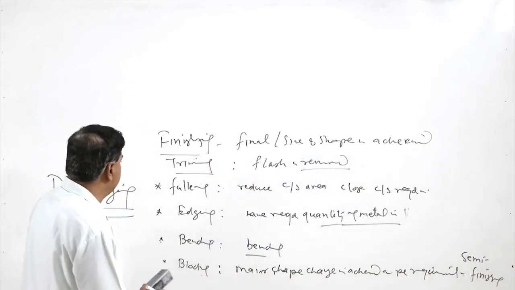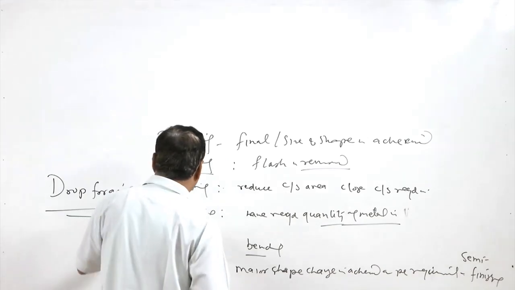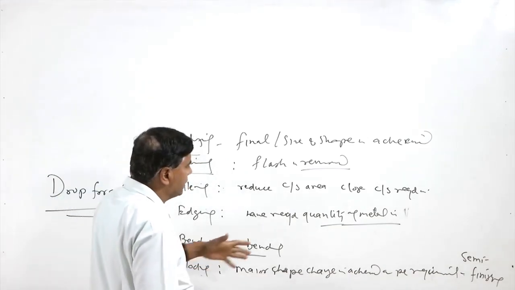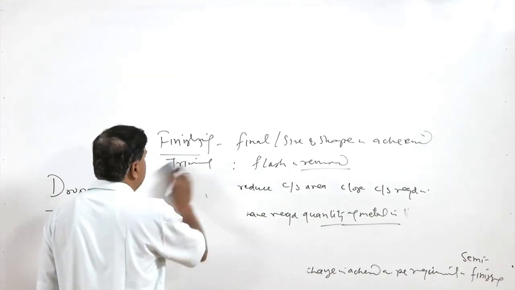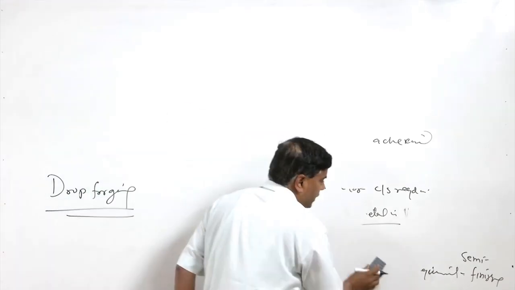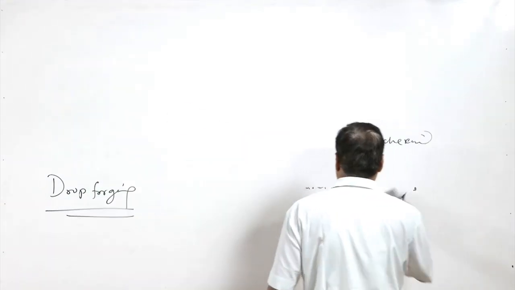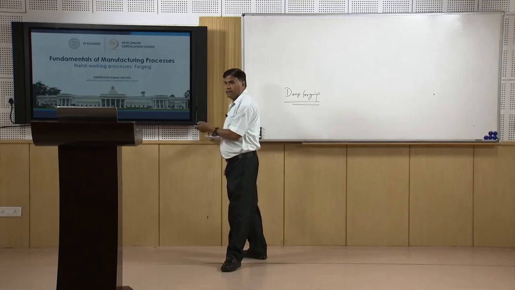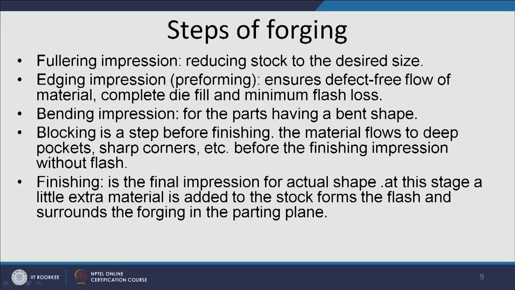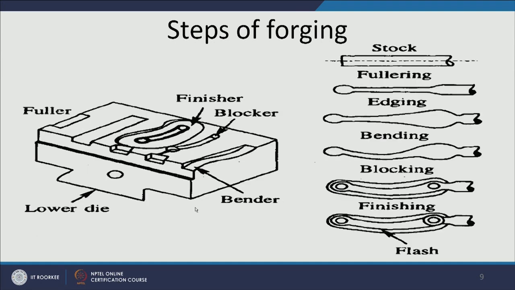So, these are like 5-6 steps which are used in the drop forging for achieving the complex shapes, and for each step a separate die is used. That is what we can see with the help of this diagram. If we see here, these are the steps of the forging: fullering, edging, bending, blocking, and the finishing, and finally the trimming. These are the steps which have been shown schematically here.